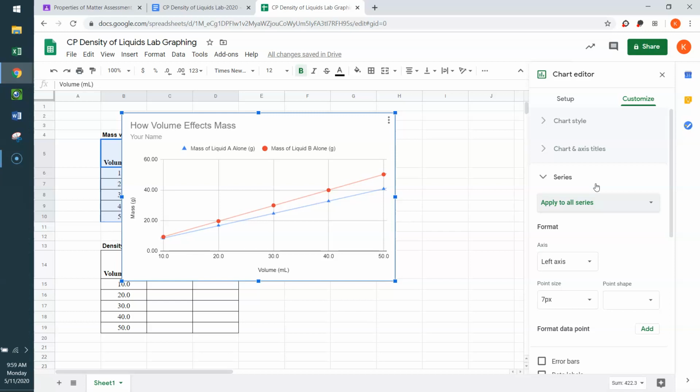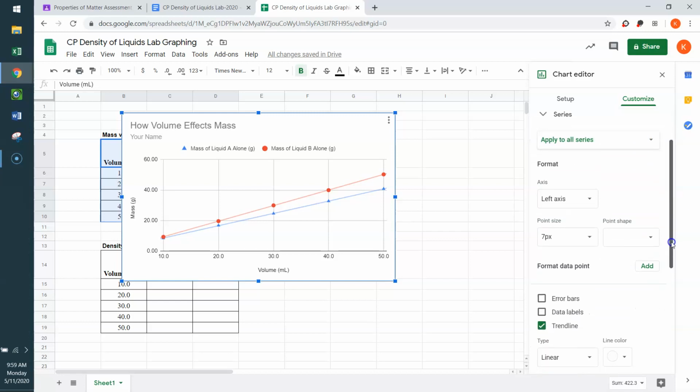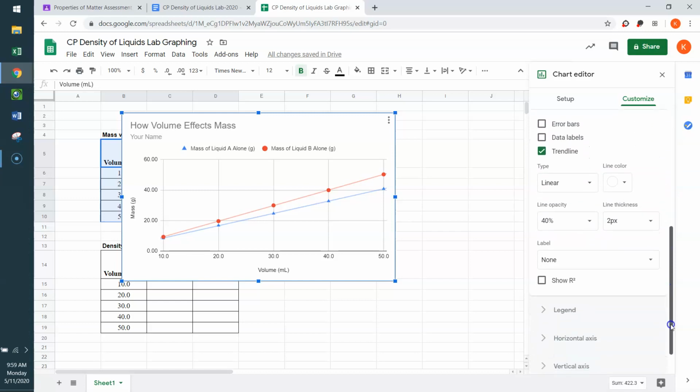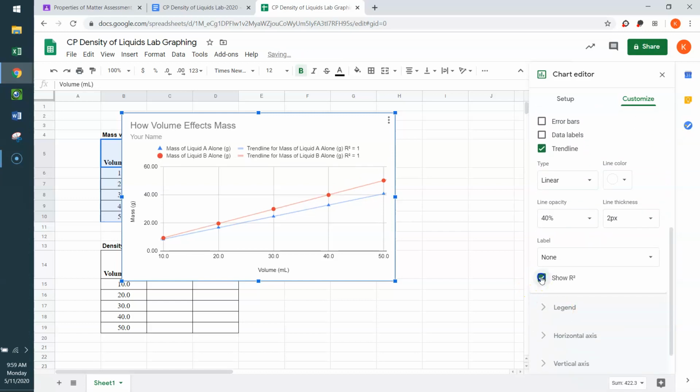I see that they're two different shapes, they're two different colors, they have a trend line. But there's one other thing we need to do with the trend line. We like to see, do you remember what it's called? The R squared value. Just shows us how closely related all of our data is.